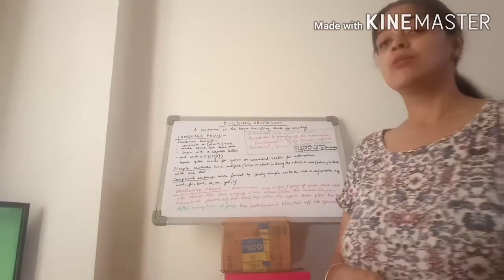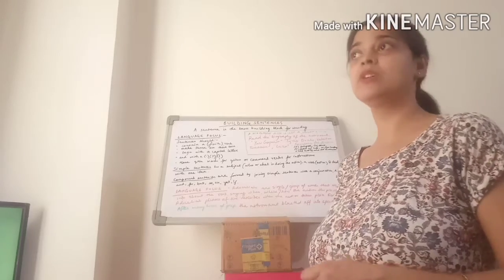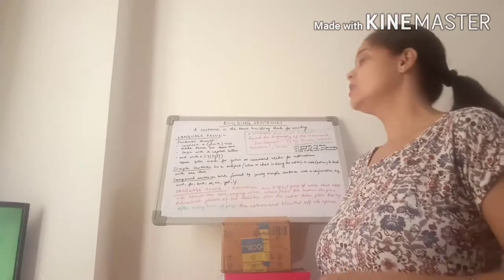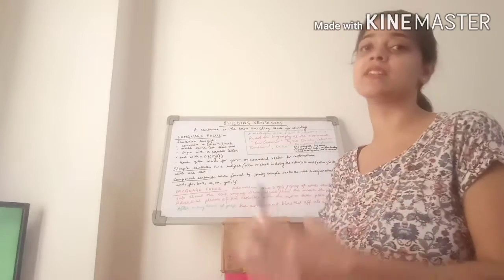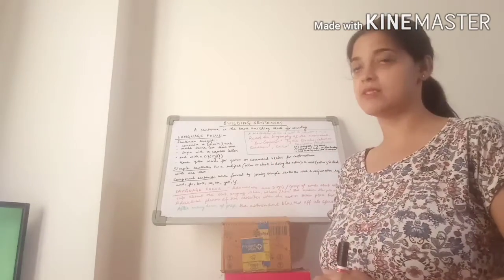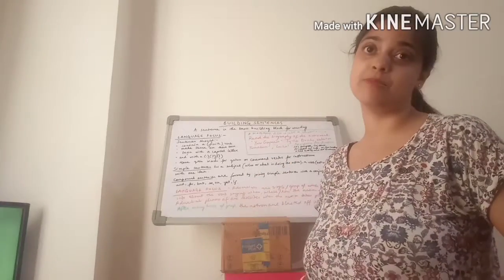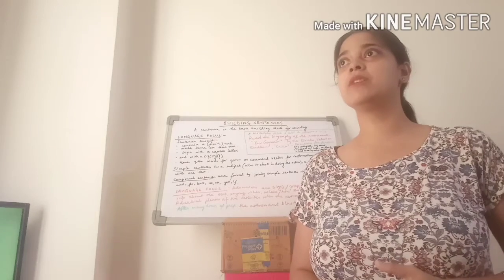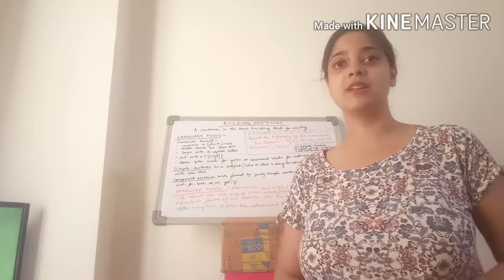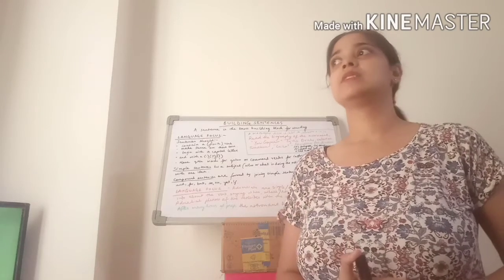Now, what shall a sentence contain? What is it that makes a sentence a sentence? What should we have in a sentence to call it a proper sentence? Let's see. Sentences should contain a finite verb. What do you mean by a finite verb? The verb should be in a particular tense. It should be a limited verb.